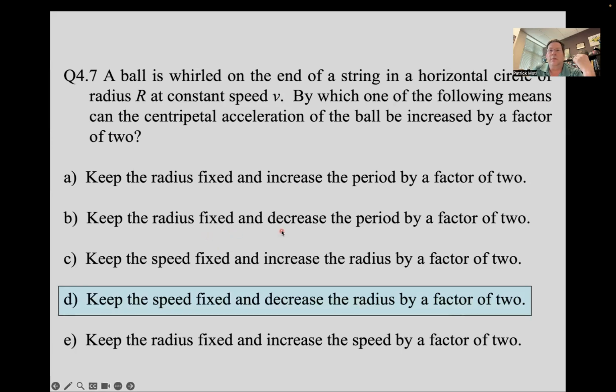Keeping the radius fixed and decreasing the period by a factor of 2: now it's going faster, but I've doubled the speed and it goes as v squared. So that's 4 times the centripetal acceleration we originally had, and we only wanted to increase it by a factor of 2. Keep the speed fixed and increase the radius by a factor of 2: that decreases the centripetal acceleration because it's v squared over r. And then keep the radius fixed and increase the speed by a factor of 2: I've already tried to do that by decreasing the period by a factor of 2. That doesn't work. So only D.